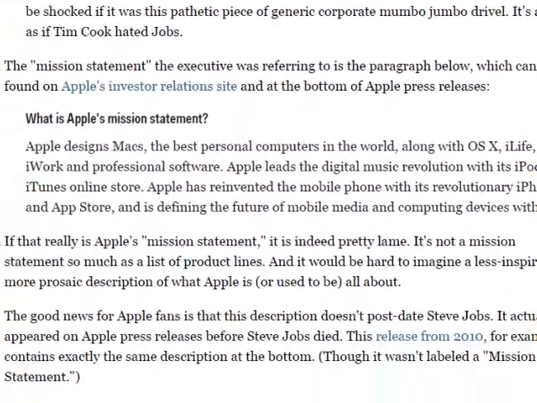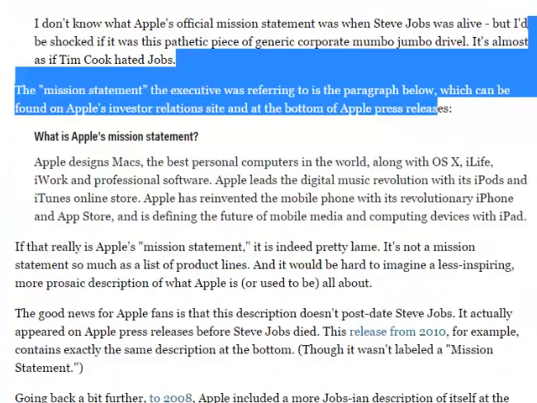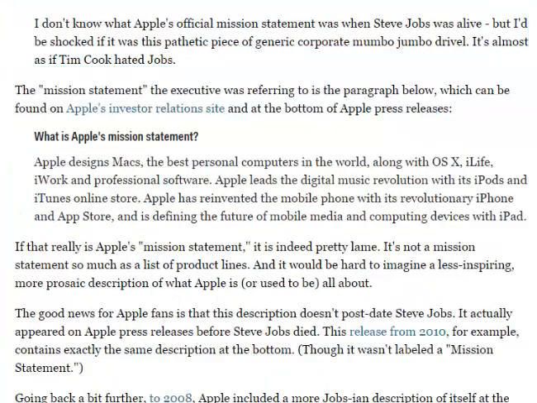This is Apple. Apple's mission statement. Let me make this a little smaller so you can see the whole thing. There we go. Apple designs Macs, the best personal computers in the world, along with OS X, iLife, iWork, and professional software. Apple leads the digital music revolution with its iPods and iTunes online store. Apple has reinvented the mobile phone with its revolutionary iPhone and App Store, and is defining the future of mobile media and computing with iPad.